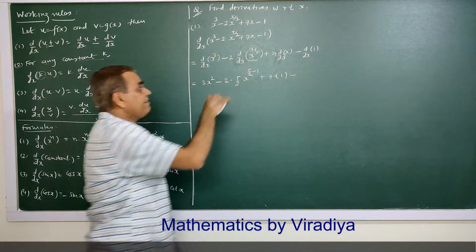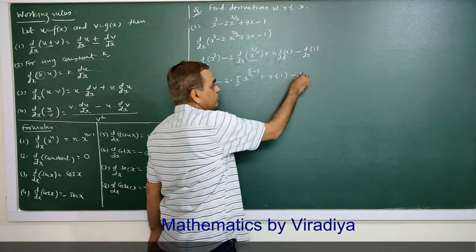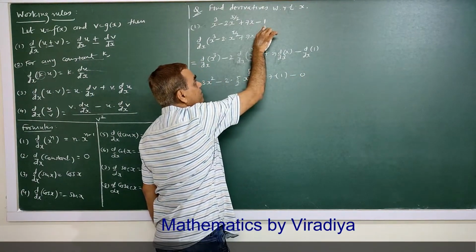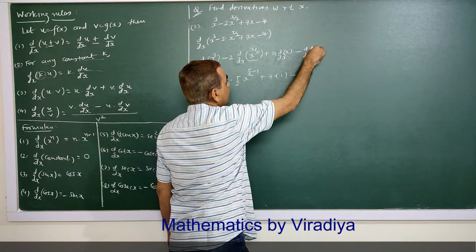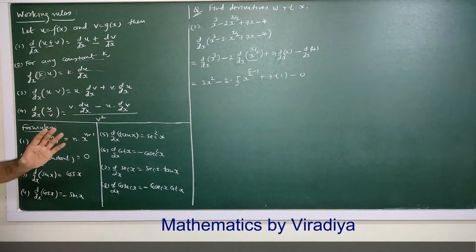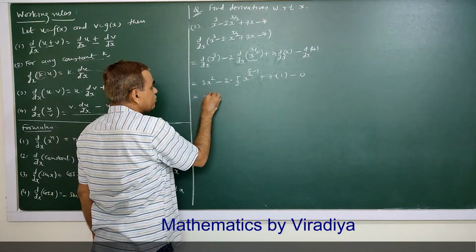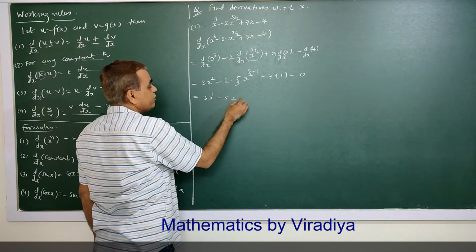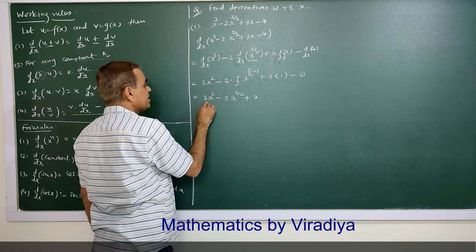Minus the derivative of 1. 1 is a constant. The derivative of 1 is 0. Any constant given, suppose you put here 4, the derivative of 4 is 0. The derivative of every constant is 0. So this is equal to 3 times x square minus 5 into x raised to 3 by 2 plus 7 into 1 is 7. So this is the required derivative.